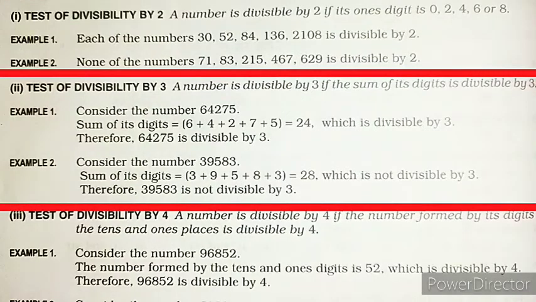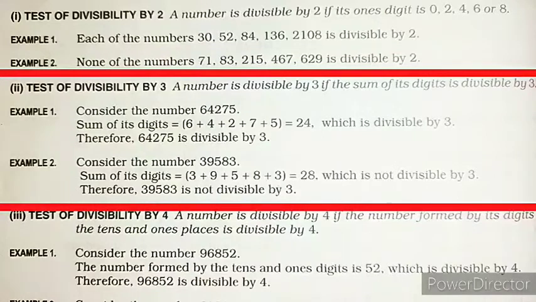Now coming to the test of divisibility by 3. By seeing the number we have to tell whether it is divisible by 3 or not. What is the process? A number is divisible by 3 if the sum of its digits is divisible by 3.